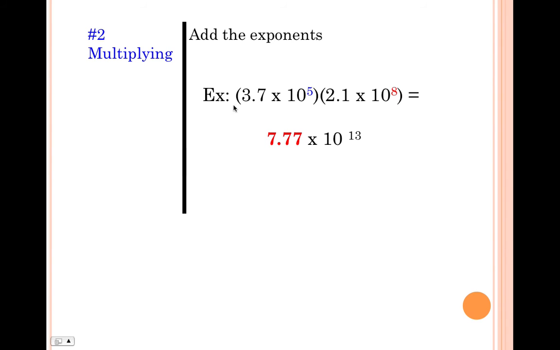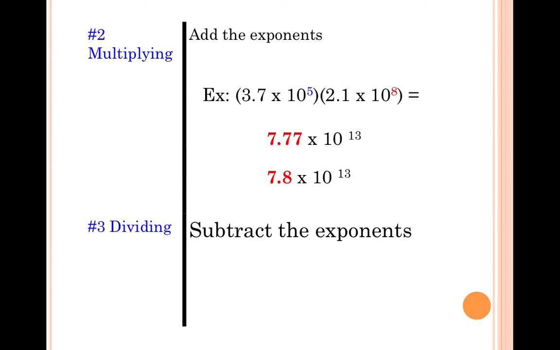Now, one of the things that we need to make sure we do is we keep the significant figures correct. So here we have two significant figures, and here we have two significant figures on the 2.1. So we need to only have two significant figures with the 7.77. So rounding it up, we've got 7.8 times 10 to the 13th.